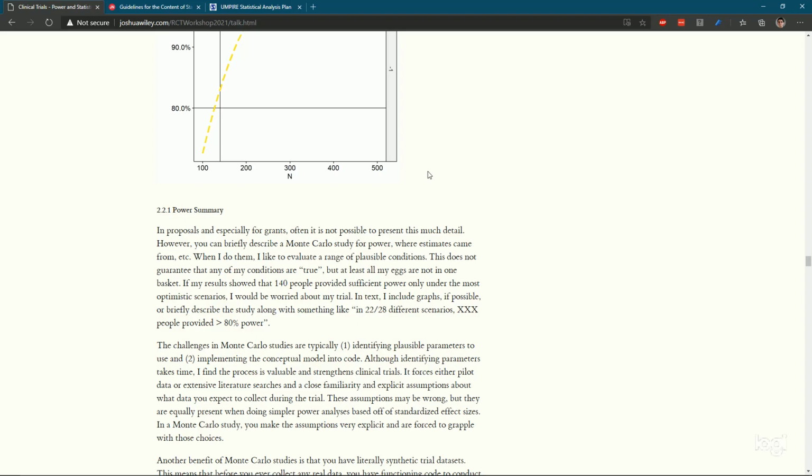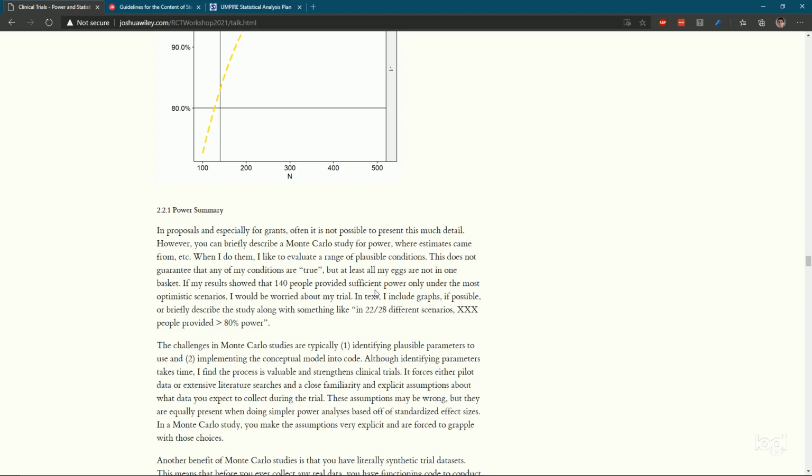If I think that 3 is the best estimate, I might try 2 and 4 just to see how much that influences my results. If my results showed that 140 people provided sufficient power only under the most optimistic scenarios, I'm going to be worried about my trial. I'm going to be worried that one of the scenarios is not actually true, and then I'm going to end up underpowered, and even if I find the magnitude of difference I expected, I'm not going to have the power to say that's actually a reliable difference.